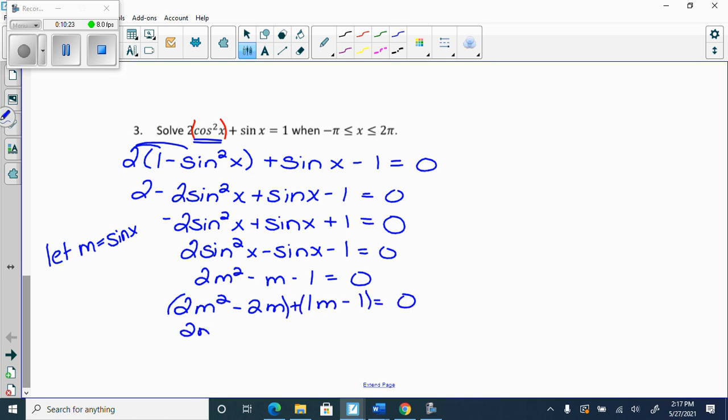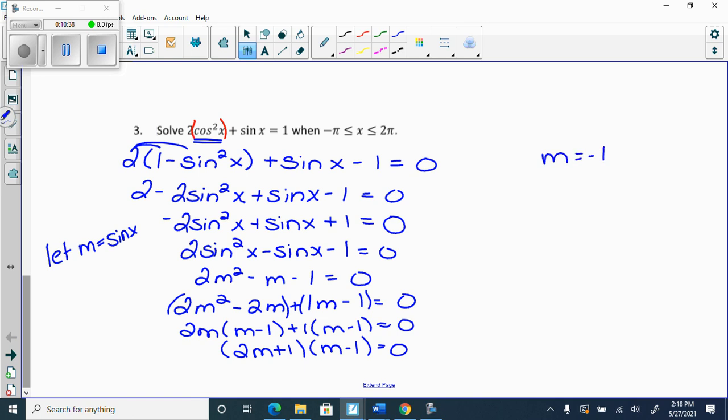Take out a 2m and I'm left with m minus 1. Take out a plus 1, I'm left with m minus 1. So I get 2m plus 1, m minus 1 equals 0. Need to solve for m. So this one's going to get me m equals negative a half, which is sine x equals negative a half. This one's going to get me m equals 1, and sine x equals 1.